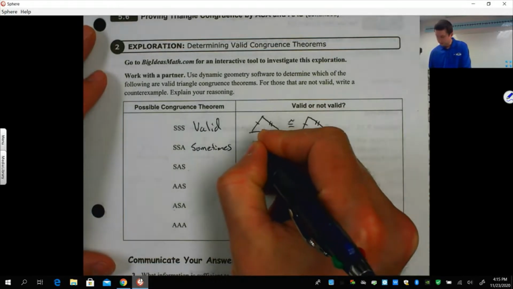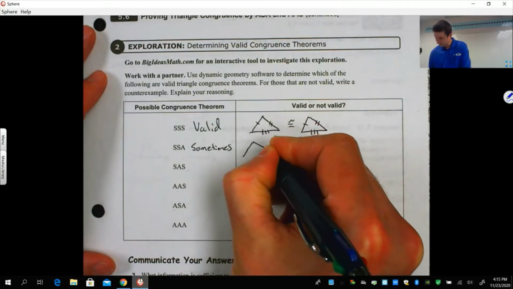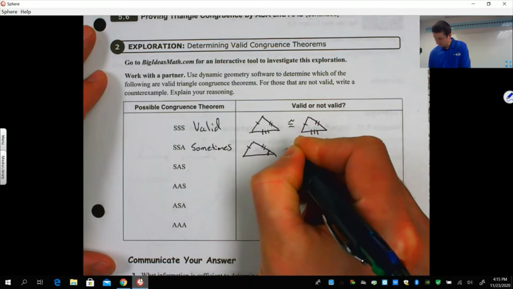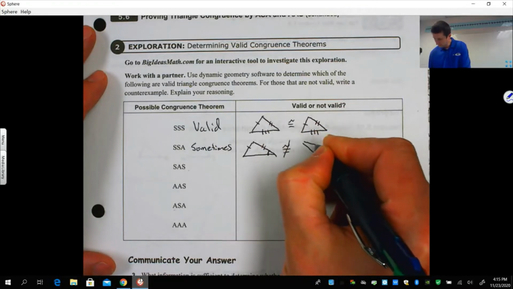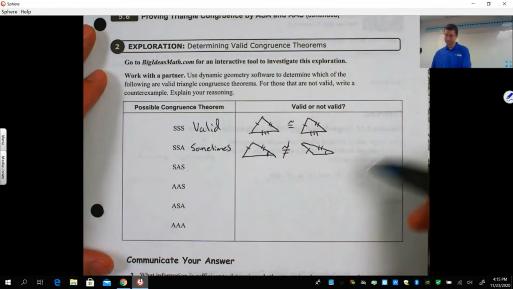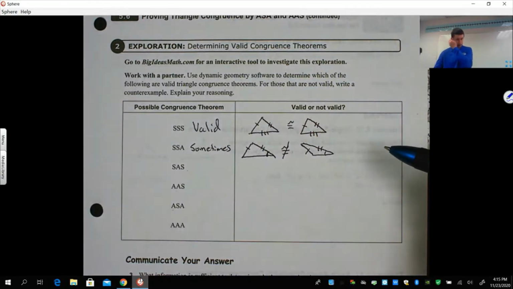And we could have this one is not congruent to that sort of shape. Okay, those are not congruent.